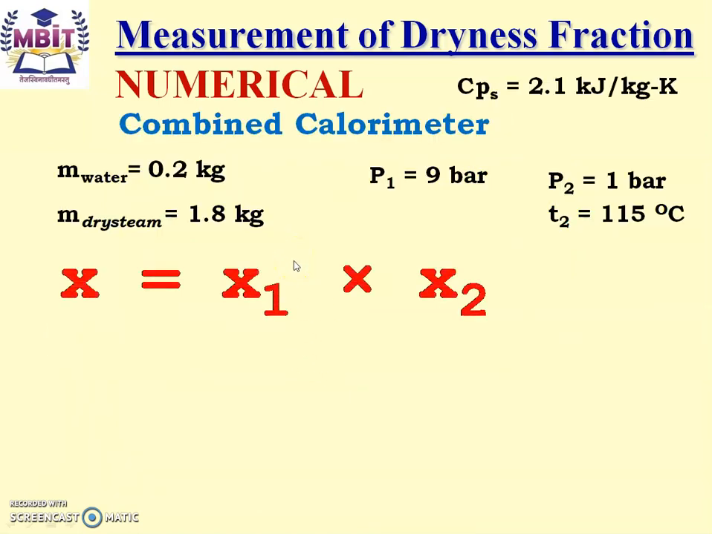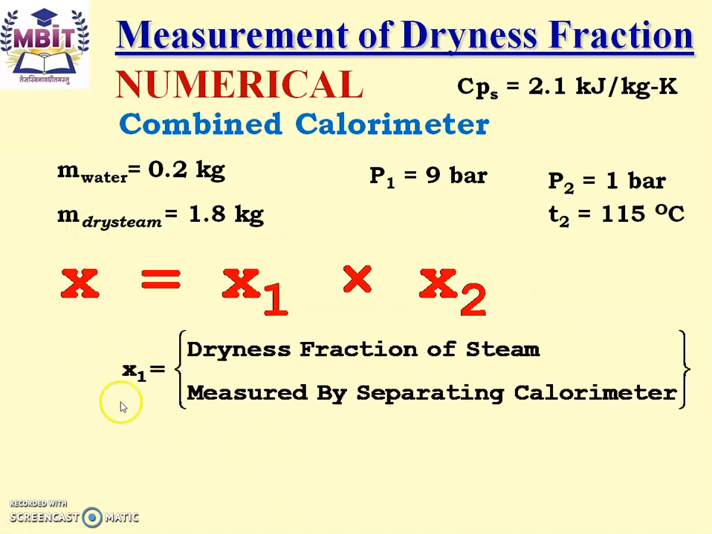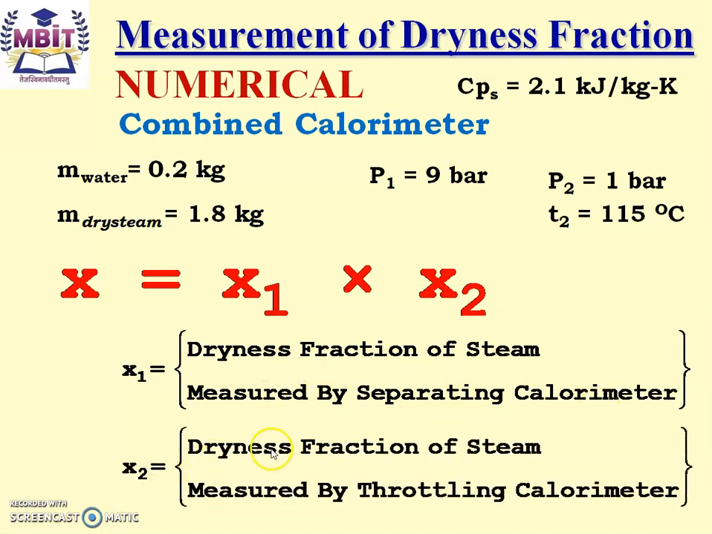Now, as I have to calculate the dryness fraction of the combined calorimeter, my equation is x equals x1 multiplied by x2. So first of all, I have to find out x1 and then x2, and finally I have to calculate x. x1 is the dryness fraction of steam measured by the separating calorimeter, and x2 is the dryness fraction of steam measured by the throttling calorimeter. So let us calculate first x1 and then x2.